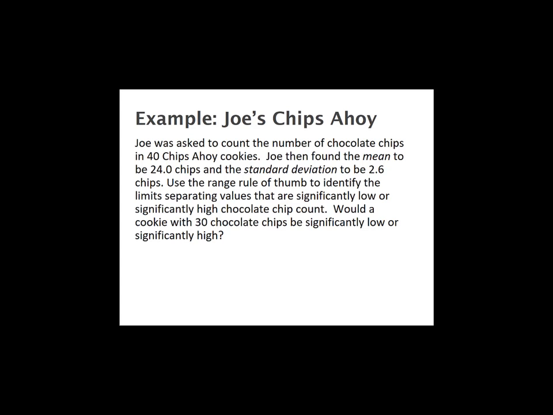So once again, we're going to use our range rule of thumb. In this example, I am told that Joe has 40 chocolate chip cookies. I would like to have his job. So this indicates that I have a sample of 40 cookies. So I'm going to use the range rule of thumb that says x bar plus and minus 2 s's to find those high and low boundaries. My x bar is going to be the mean of 24, and s is going to be the standard deviation, which is 2.6.